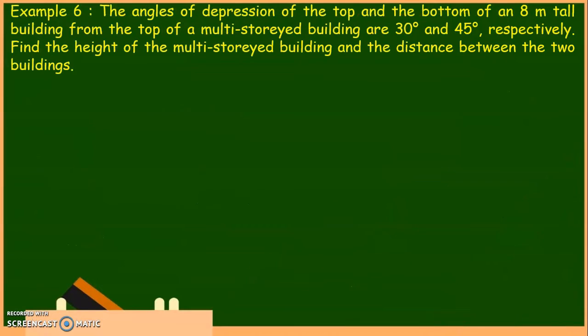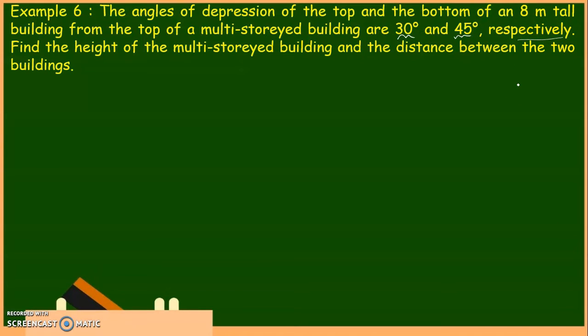Let's see one more question. Example number 6. The angles of depression of the top and the bottom of an 8-meter tall building from the top of a multi-storied building are 30 degree and 45 degree respectively. Find the height of the multi-story building and the distance between the two buildings.